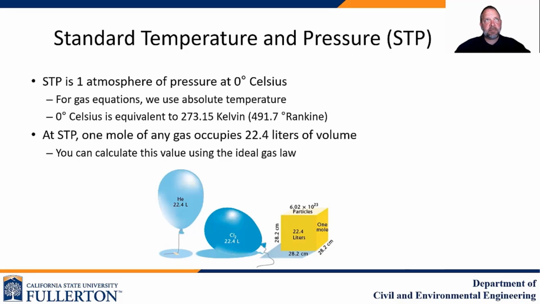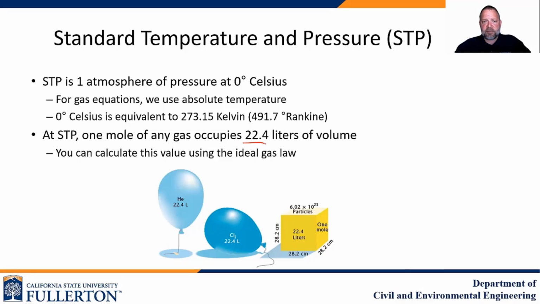P1 V1 over T1 is equal to P2 V2 over T2. You can use that combined gas law to bring any measurement that you might have of pressure at any temperature back to the measurement of pressure at STP. And just so you know, at STP, 1 mole of gas occupies 22.4 liters of volume, and you can get that from the ideal gas law.